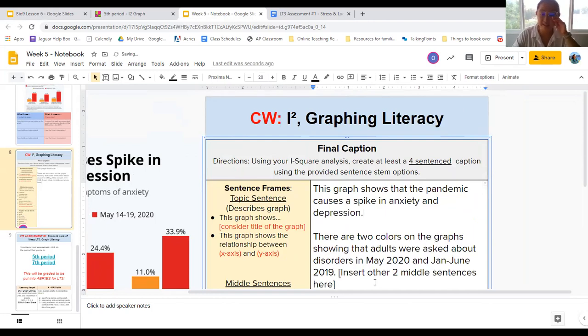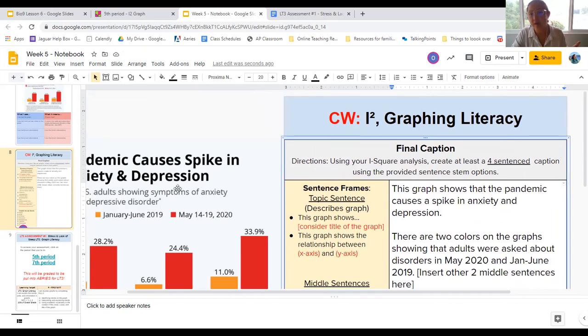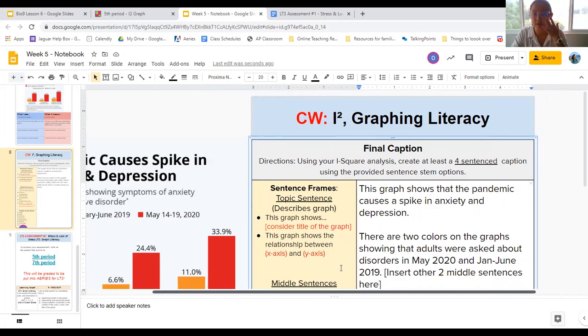Voila, that's it. So the topic sentence is really simple because you're basically reframing the title of the graph. The title of the graph is going to tell you exactly what's happening. So this graph shows the pandemic causes a spike in anxiety and depression. Perfect.